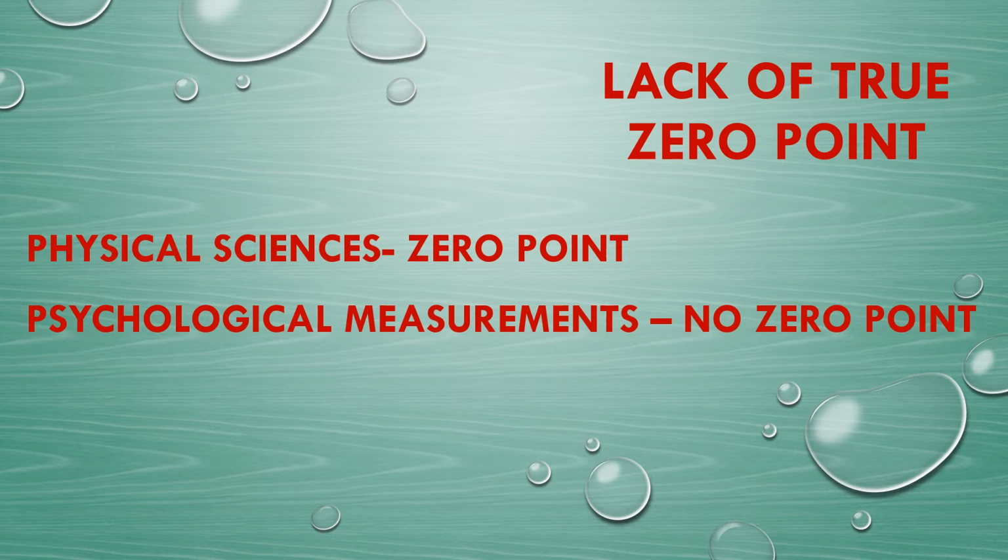To measure various psychological factors, what do the psychologists do? They arbitrarily assign certain points as zero points and then measure the phenomena with respect to these zero points. So, the psychologists assign zero points and then they measure the phenomena with respect to these zero points.